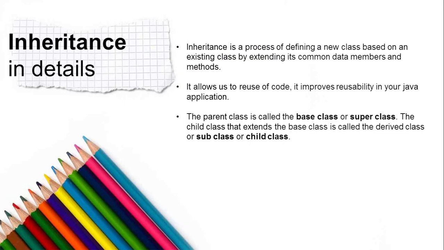Inheritance in detail now. We'll see that inheritance feature now in detail. What is inheritance? Inheritance is a process of defining a new class based on an existing class by extending its common data members and methods. As I told, inheritance is nothing but getting the property of a class to another class, or from the object of a class to another object of another class. So it allows us to reuse code.